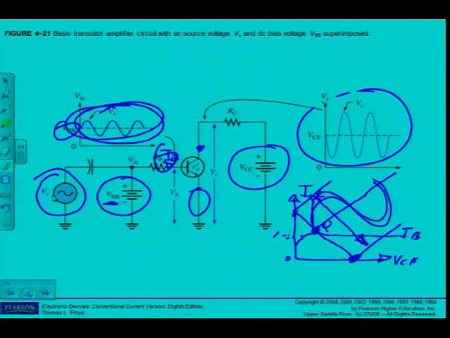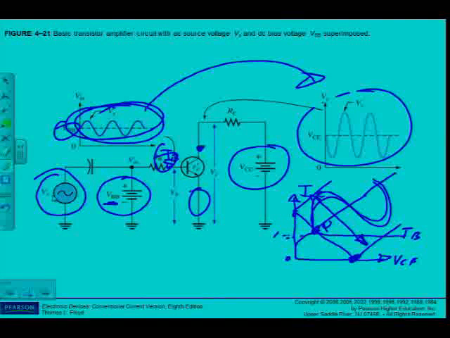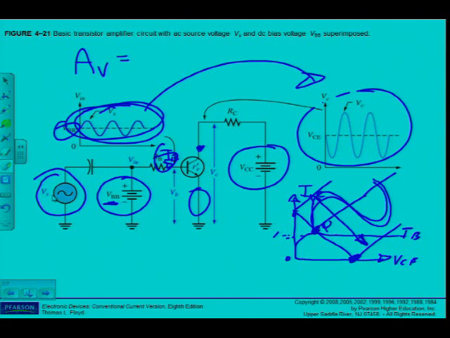And then what I also want to determine is how many times my input signal gets bigger. That is called the voltage gain. How much did it gain? So I will have to be able to determine the voltage gain of this amplifier. How many times did it go bigger?